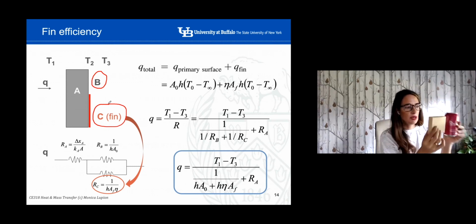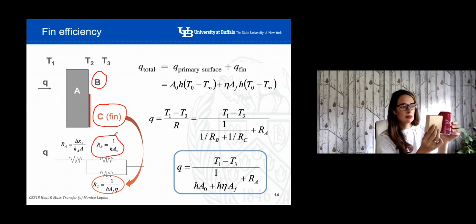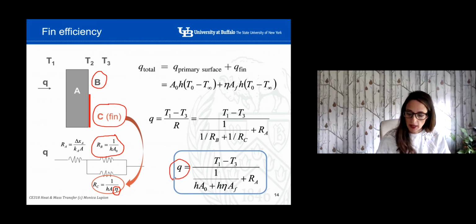The resistance of the primary surface due to convection is going to be 1 over H times the primary surface area, and the thermal resistance of the convection due to the fin will be the same, but we will have to incorporate the concept of the fin efficiency. And that's it. Then you solve this circuit, as we know. First the parallel and then in series, whatever element is downstream. And with that, you can easily calculate the value of the total heat. Okay?